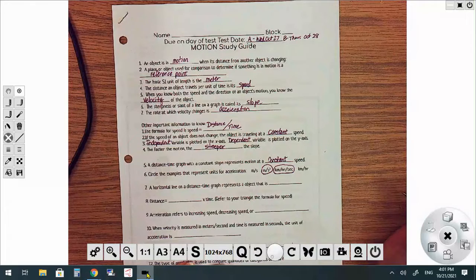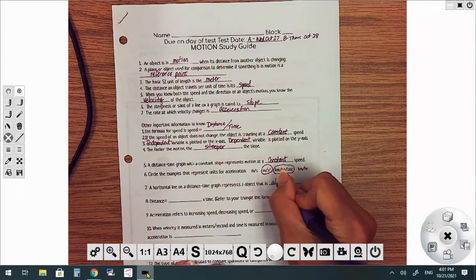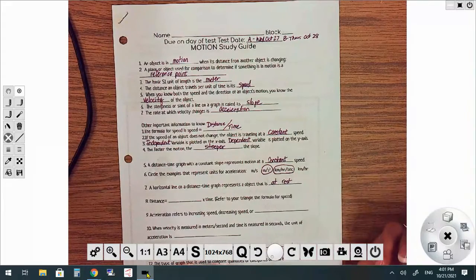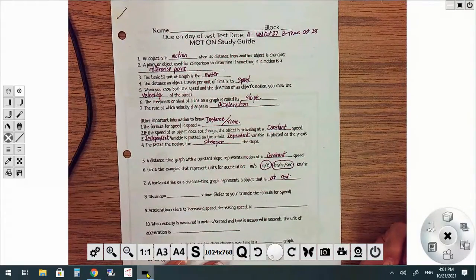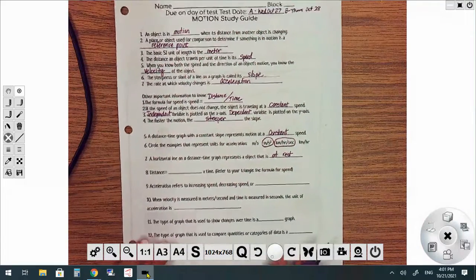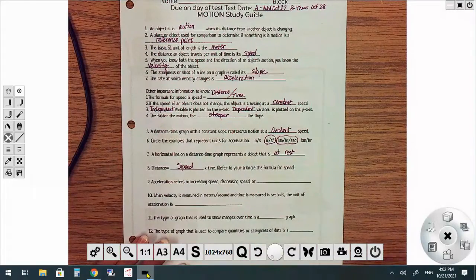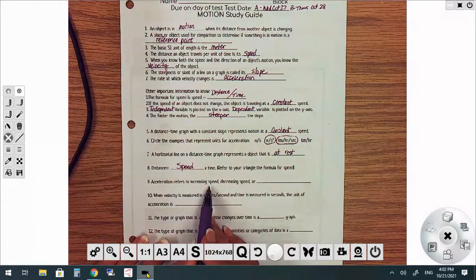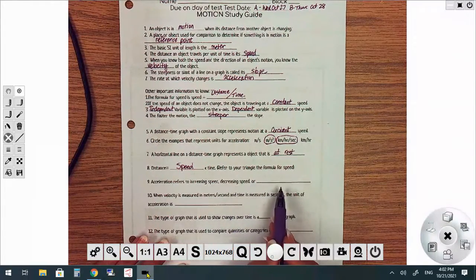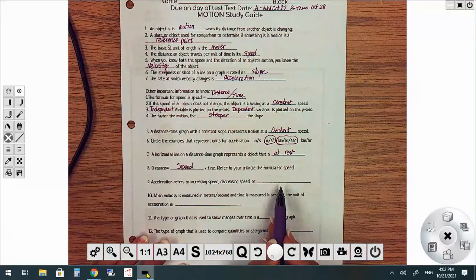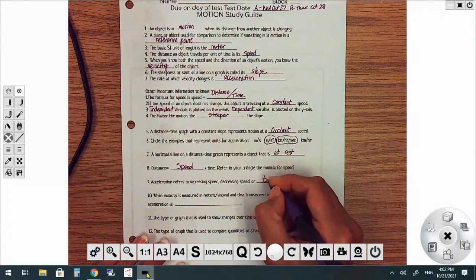Number 7, a horizontal line on a distance time graph represents an object that is, the object is at rest. Number 8, use your triangle to help you with this. Distance is equal to blank times time. Speed times time. Acceleration refers to increasing speed, decreasing speed, or what? Turning.